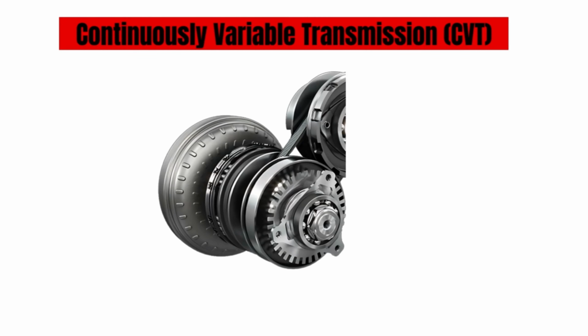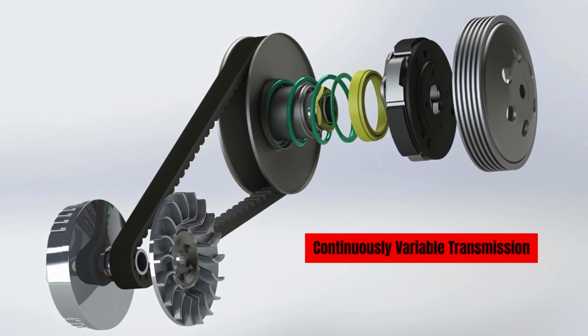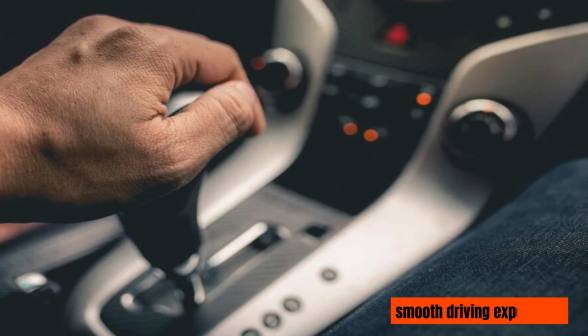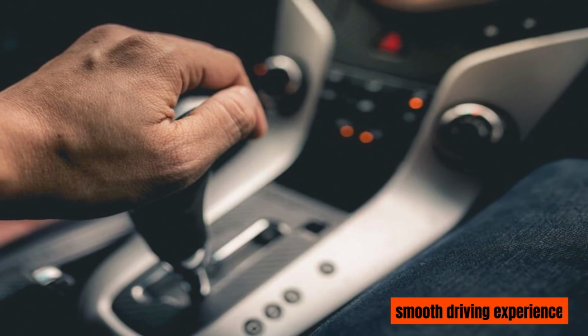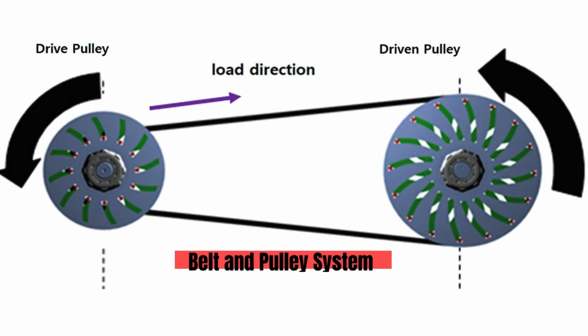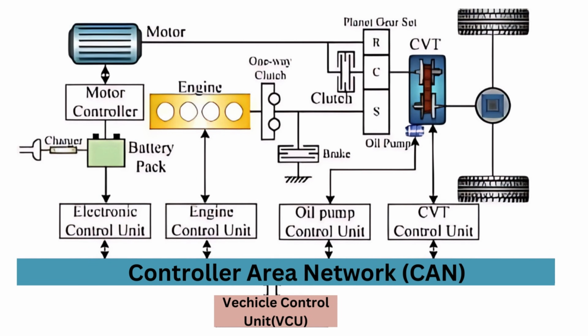Continuously variable transmission (CVT). Moving on, we have the continuously variable transmission, or CVT. This type of transmission offers a smooth driving experience by providing a seamless range of gear ratios. Components: the belt and pulley system adjusts the gear ratio continuously. The microprocessor controls the system based on driving conditions.